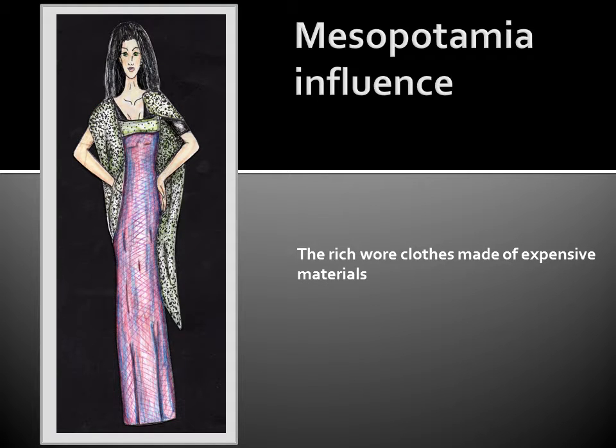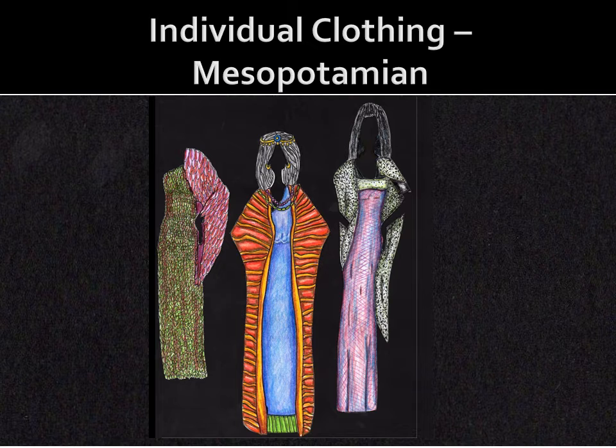The clothing style would sometimes depend on the status of the individual. The rich would wear clothes made of very expensive materials and would be very colorful. They would also love to adorn their body with jewelry, necklaces, and earrings. They also were very fond of brooches, necklaces and chains, and the highest quality of animal skins that they could find. This brings us to the end of the Mesopotamian era.